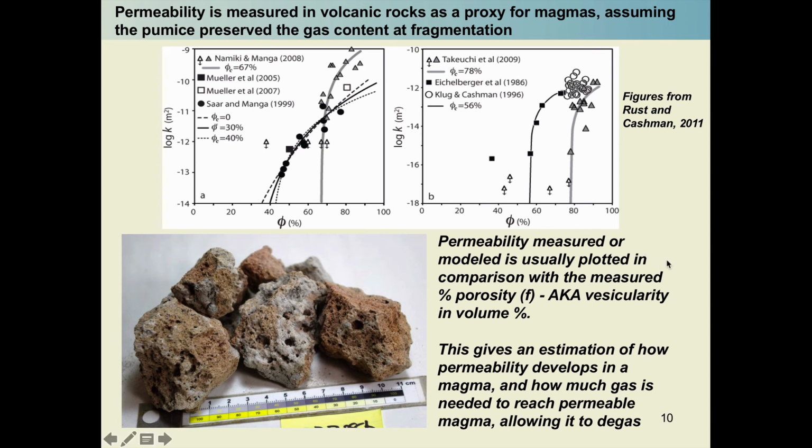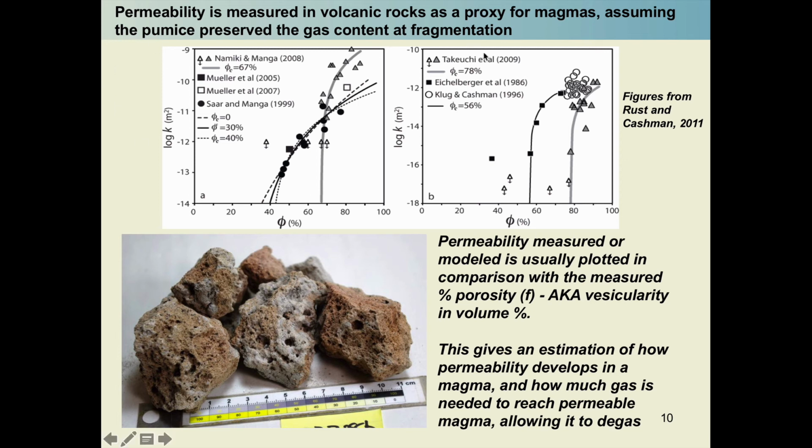So permeability is usually measured or plotted and compared with the measured percent porosity, which is given the symbol phi, and I've got a little typo in here. So you're going to imagine that this F is a phi. It's otherwise known as the vesicularity and volume percent. So the vesicularity and permeability of these pumices can be put on a plot compared to each other to examine magma degassing pathways. So it gives an estimation of how permeability develops in a magma and how much gas is needed for that magma to become permeable and allow it to degas in the conduit.